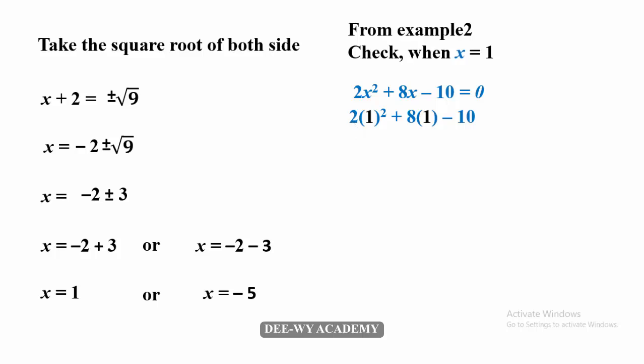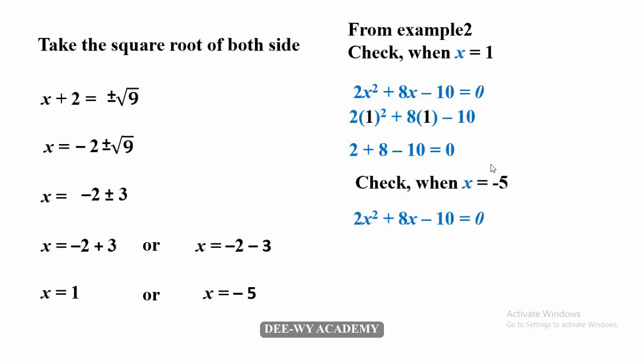We have 2 times 1, in brackets, all squared, plus 8x, which is 8 times 1. Then 1 squared is still 1. Then 2 times 1 is 2. 8 times 1 is 8, minus 10. If you solve this, 2 plus 8 is 10. 10 minus 10 gives 0. It means that x is equal to 1 satisfies the equation, which means our value x is equal to 1 is correct. Let's check the next value, which is x is equal to minus 5.